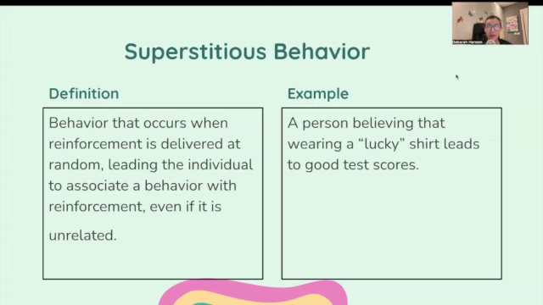Superstitious behavior, behavior that occurs when reinforcement is delivered at random, leading the individual to associate a behavior with reinforcement, even if it's unrelated. So a person believing that wearing a lucky shirt leads to a good test score, just because they wore the shirt the first time and they got an A, and then they figure they have to wear it every time they take the test.